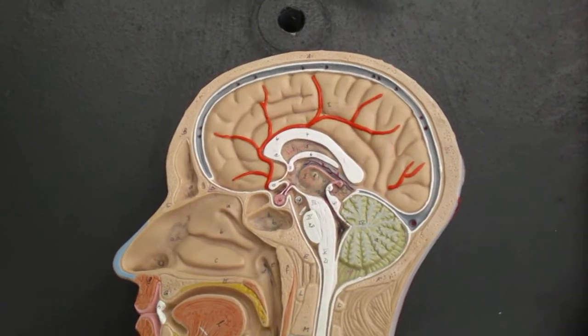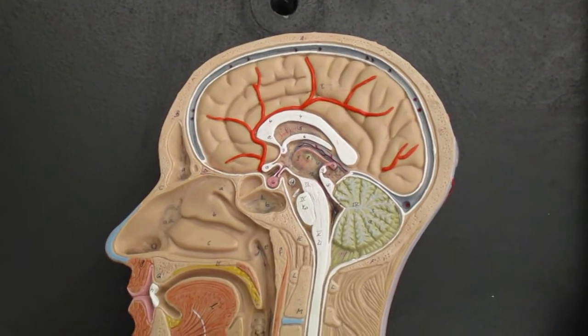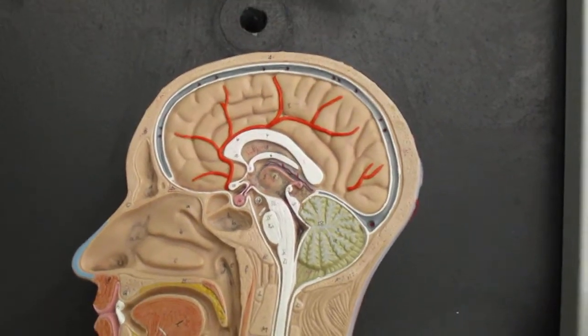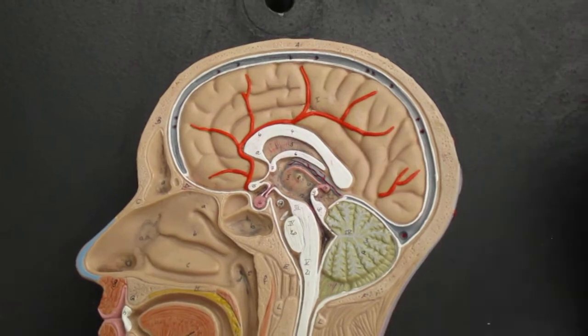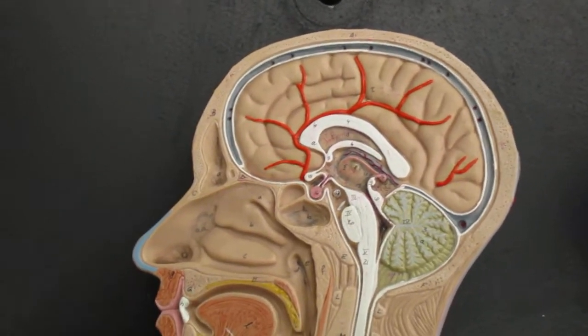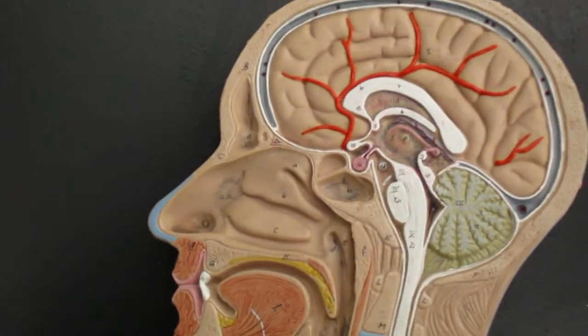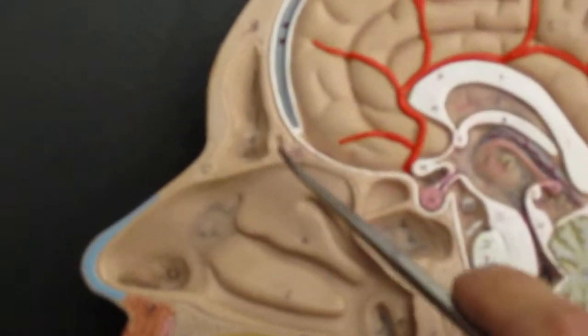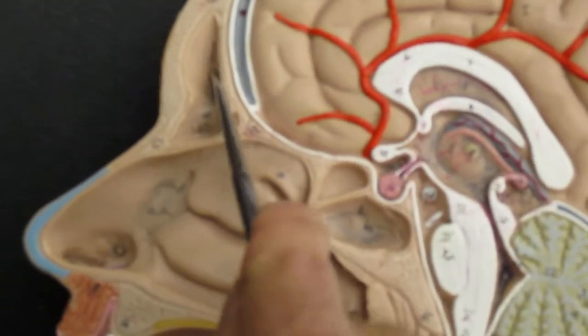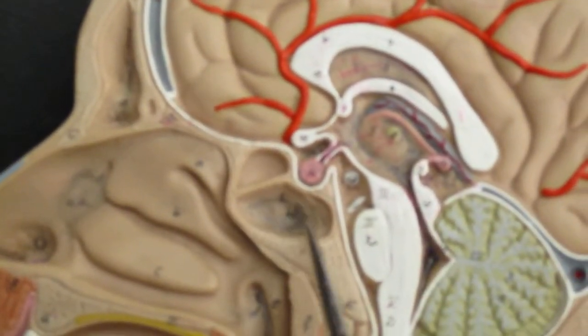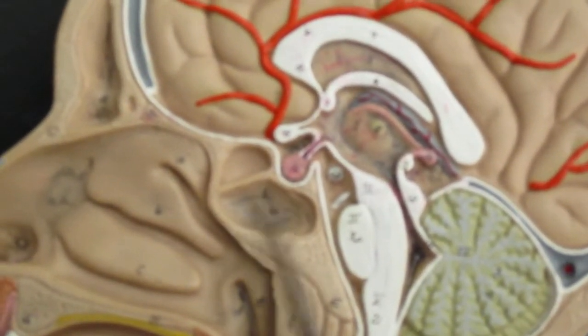Okay, let's get started with the respiratory system models. So let's get started with the head here. This is a mid-sagittal section head, and here we can see the frontal sinus right here. So here's your frontal sinus. Okay, next one we have sphenoidal sinus.